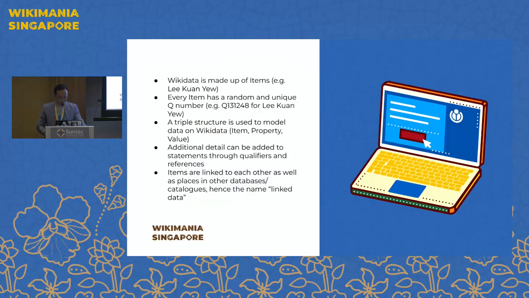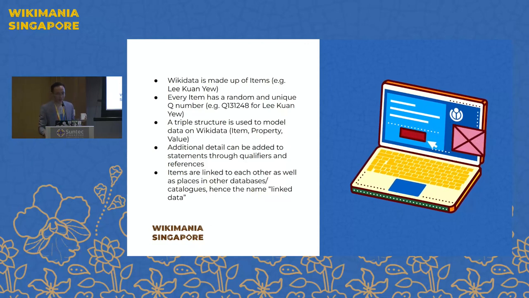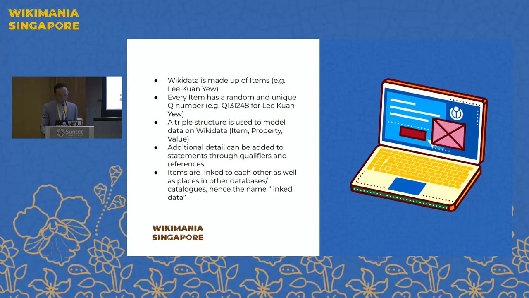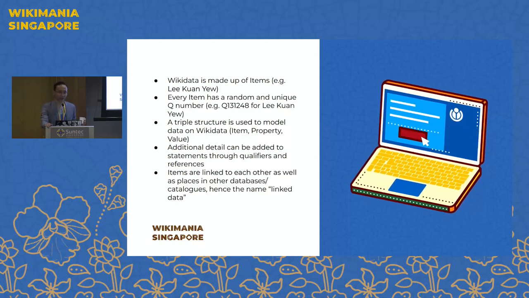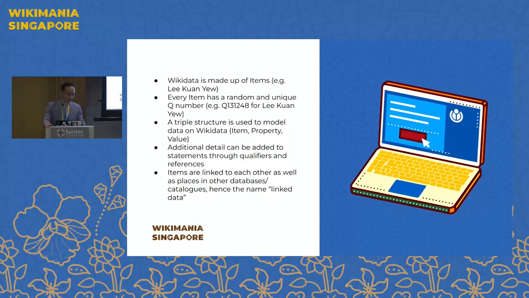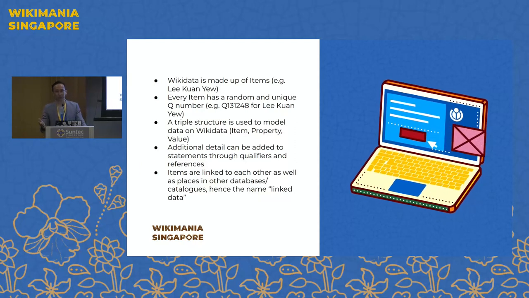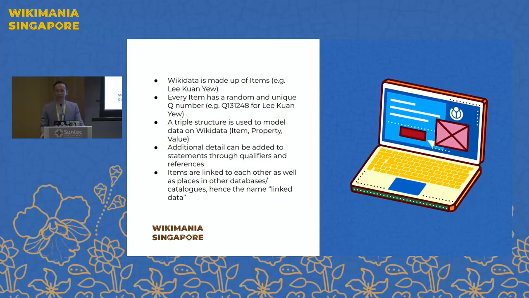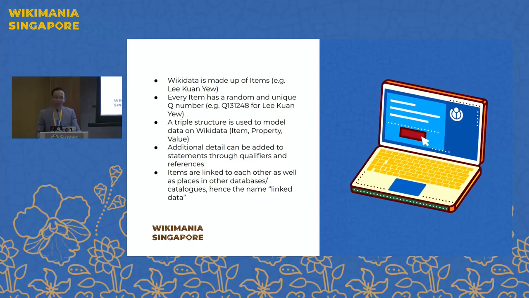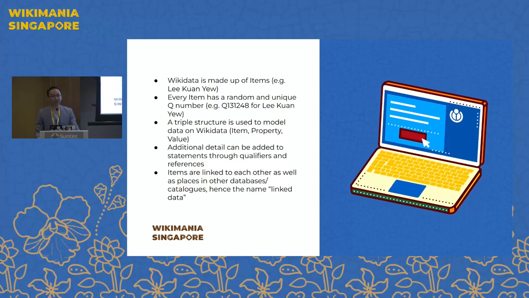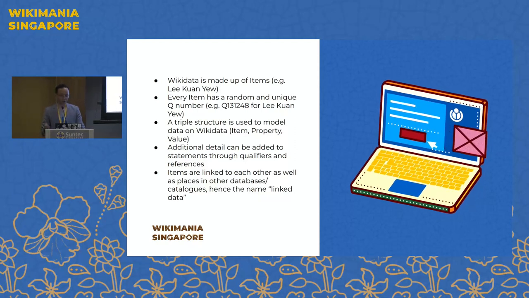Just a very quick recap. Wikidata, we have learned over the past 10, 15 minutes or so, is made up of items, for example, Lee Kuan Yew. And I've talked to some of our lovely friends earlier on, whichever local community you are from, if you know of some notable people, sportsmen, celebrities, or even some authors, writers, or some books, or some rivers that are not found on Wikidata, you can also create these items.